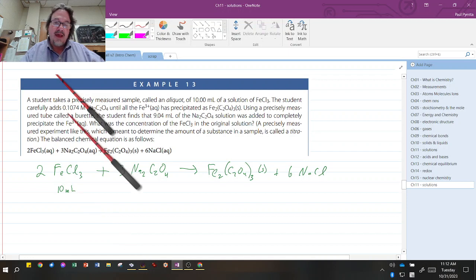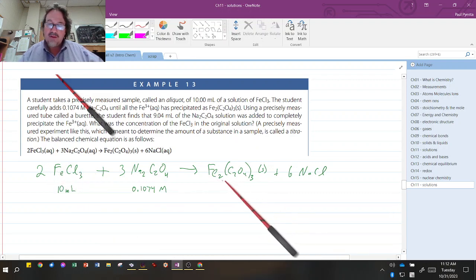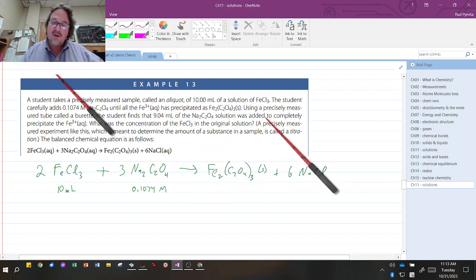A student carefully adds 0.1074 molar sodium carbonate. So that's here, oxalate, right here. That's the concentration they're giving us. Let's go ahead and write it right underneath. That was the concentration of it until everything's precipitated. So adding enough of this to draw out all of this iron and have it precipitate as this product here, iron oxalate. It says using that defines that 9.04 milliliters of that sodium oxalate solution was required.